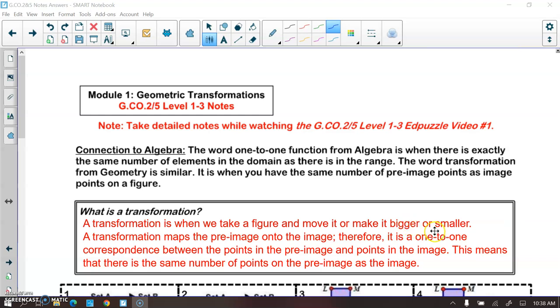Okay, so now we're going to start with our level 1 through 3. Now that you know more about transformations and how it connects to algebra and also mapping notation, we're going to get started with our lessons.